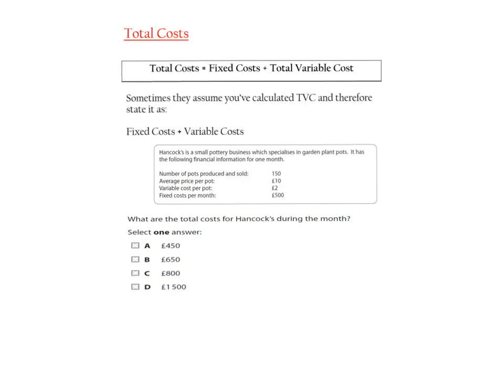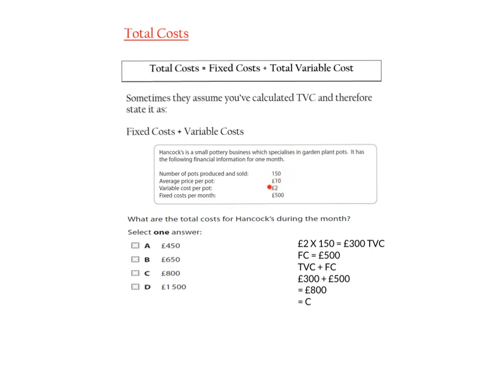So this is an example question. Have a go, see if you can calculate the total costs, pause the video, and then we'll go through the answer. So how you do it. Within this scenario, it gives you all this information here that I've highlighted. So the number of pots being produced is 150. They're selling each pot at £10. So you'd only use these to calculate the revenue.